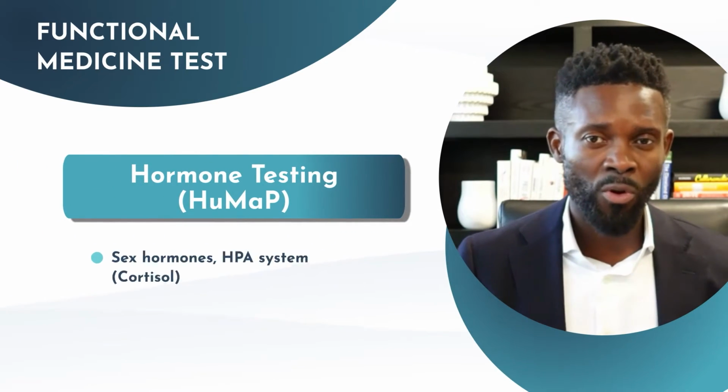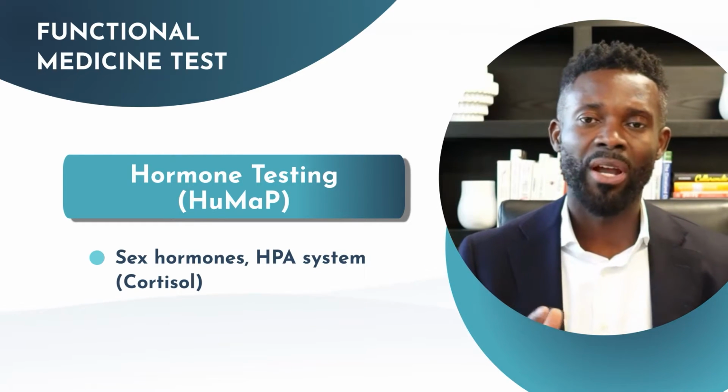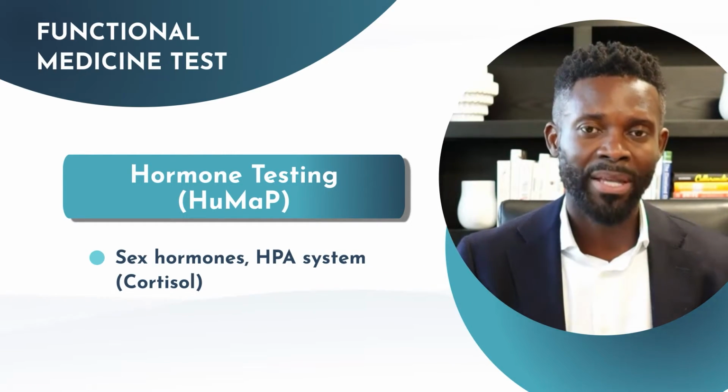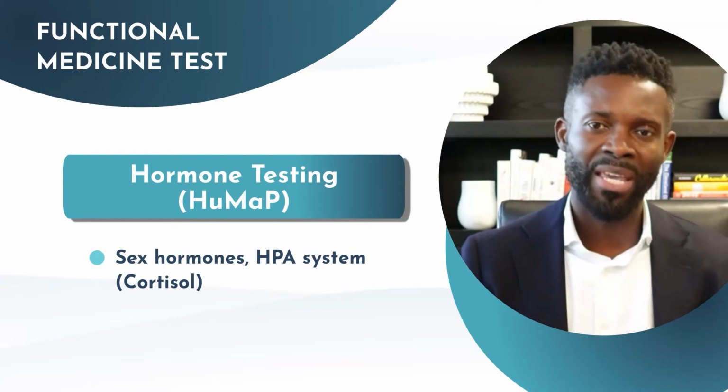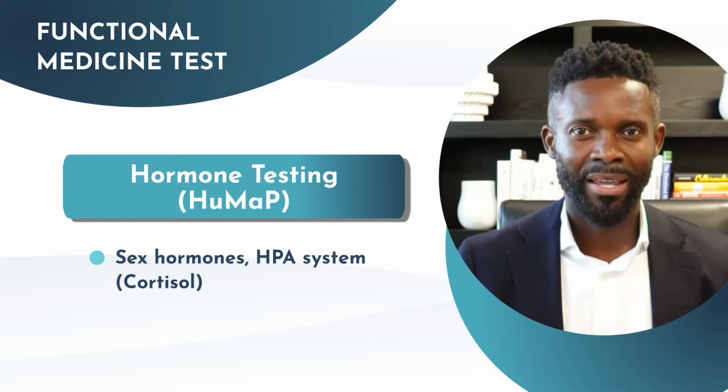We also know that hormones play a huge part in your pain as well. So from a functional standpoint, you can check hormone levels. You can use HUMAP, which checks the sex hormones, HPA system. All of these are involved in pain processing and perpetuation.